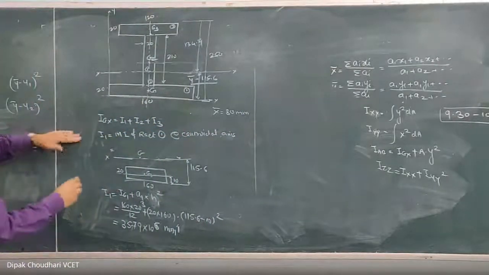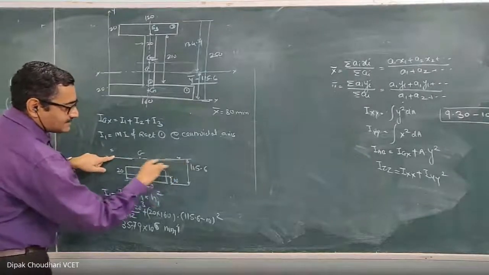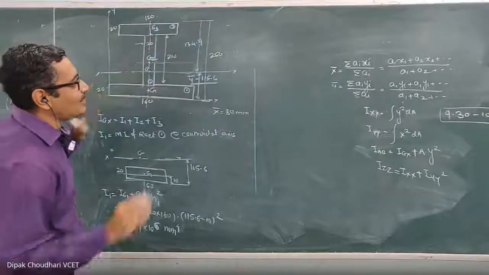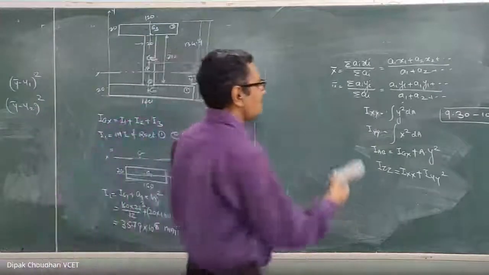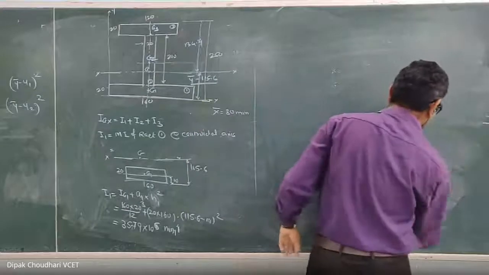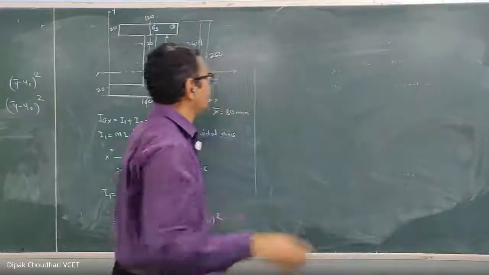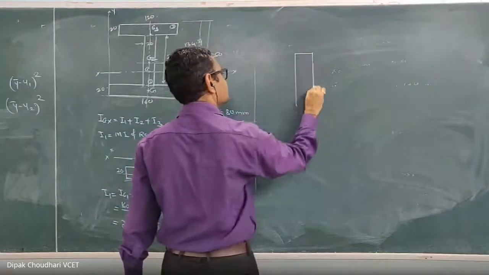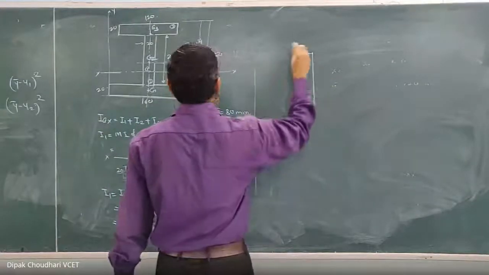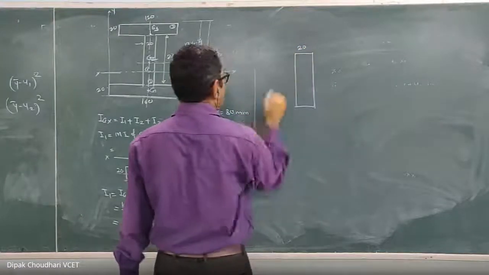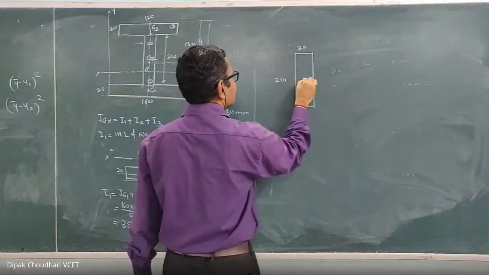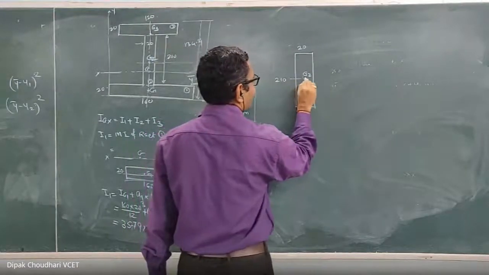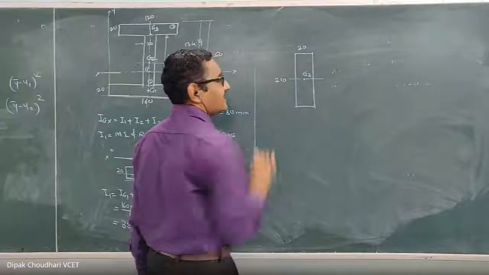Then, this is I1. It is the moment of inertia of this rectangle 1 about this axis. Similarly, we will calculate the moment of inertia of this rectangle 2 about this centroidal axis. For that also, I am going to draw the figure. This is rectangle 2. What is the size of this rectangle? Breadth is 20 and depth is 210. This is the centroid G2. This is the centroidal axis of this second rectangle.